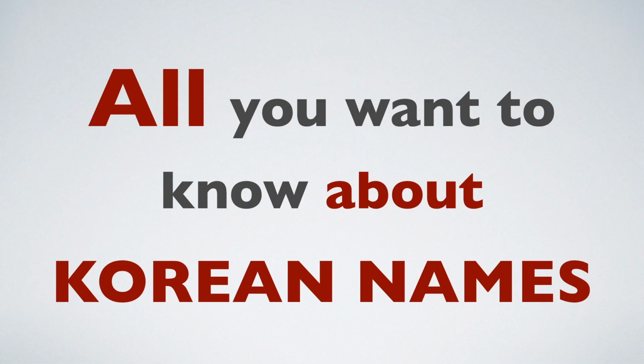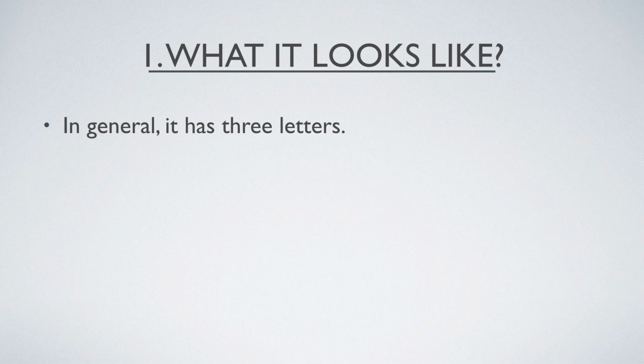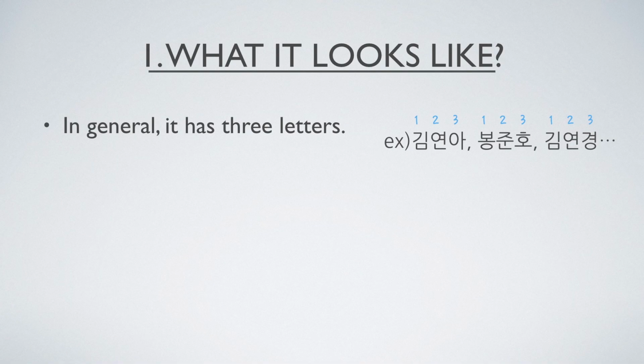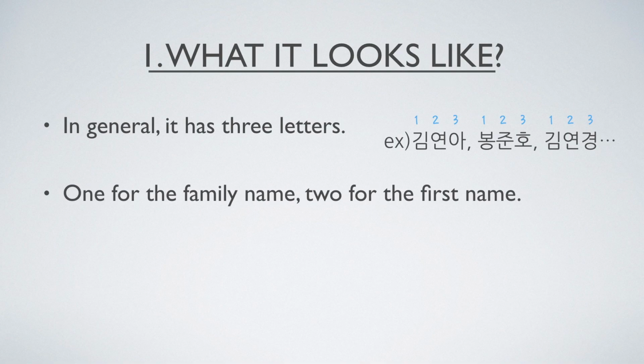All you want to know about Korean names. What it looks like. In general, it has 3 letters. For example, 김연아, 봉준호, 김연경. Here, everyone has 3 letters for their names. 1 shows the family name and 2 are the first name.